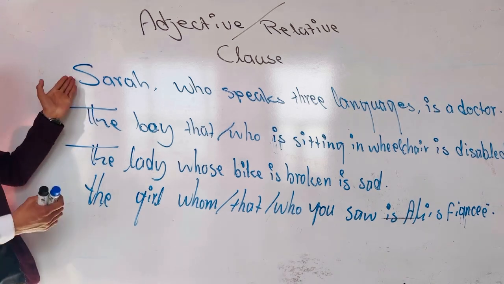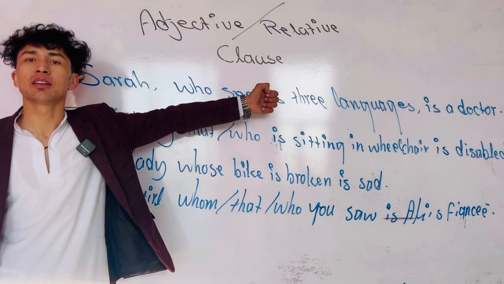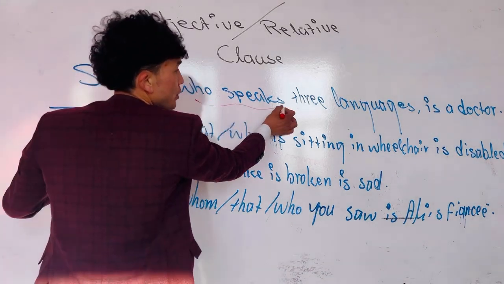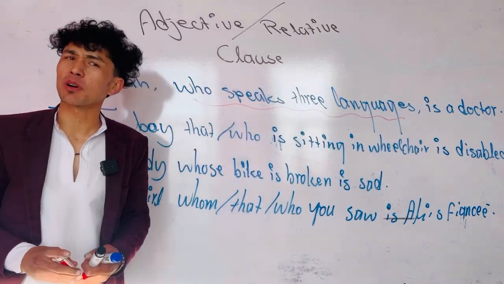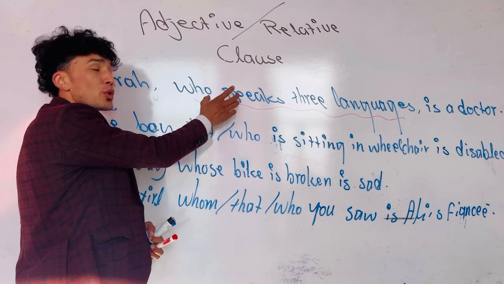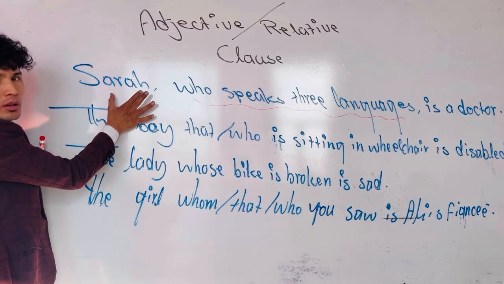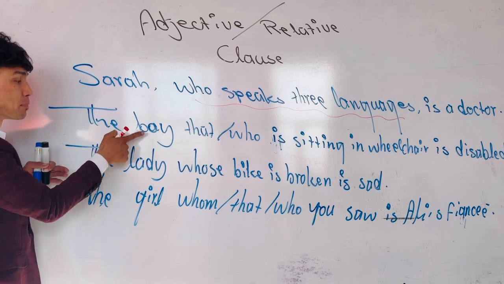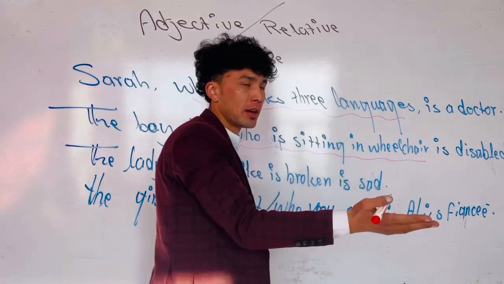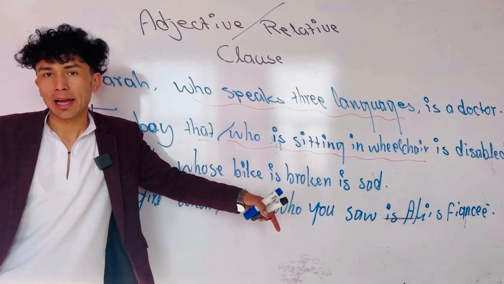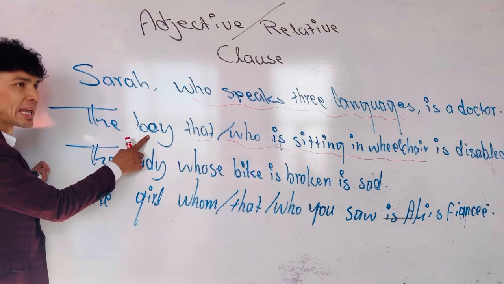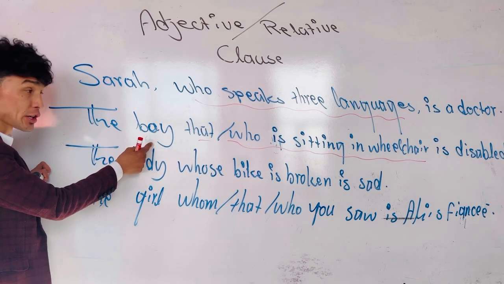See? Look at the first example. Sarah, who speaks three languages, is a doctor. Which part do you think is adjective class? Okay, who speaks three languages. Why do you think this part is adjective class? Because this is the part which gives extra information about the noun, which comes close to the noun. Did you understand? Okay, next example. The boy that or who is sitting in a wheelchair. Until here, this is what? Adjective class. Because it comes close to the boy, the noun. It gives information about it, explains that.